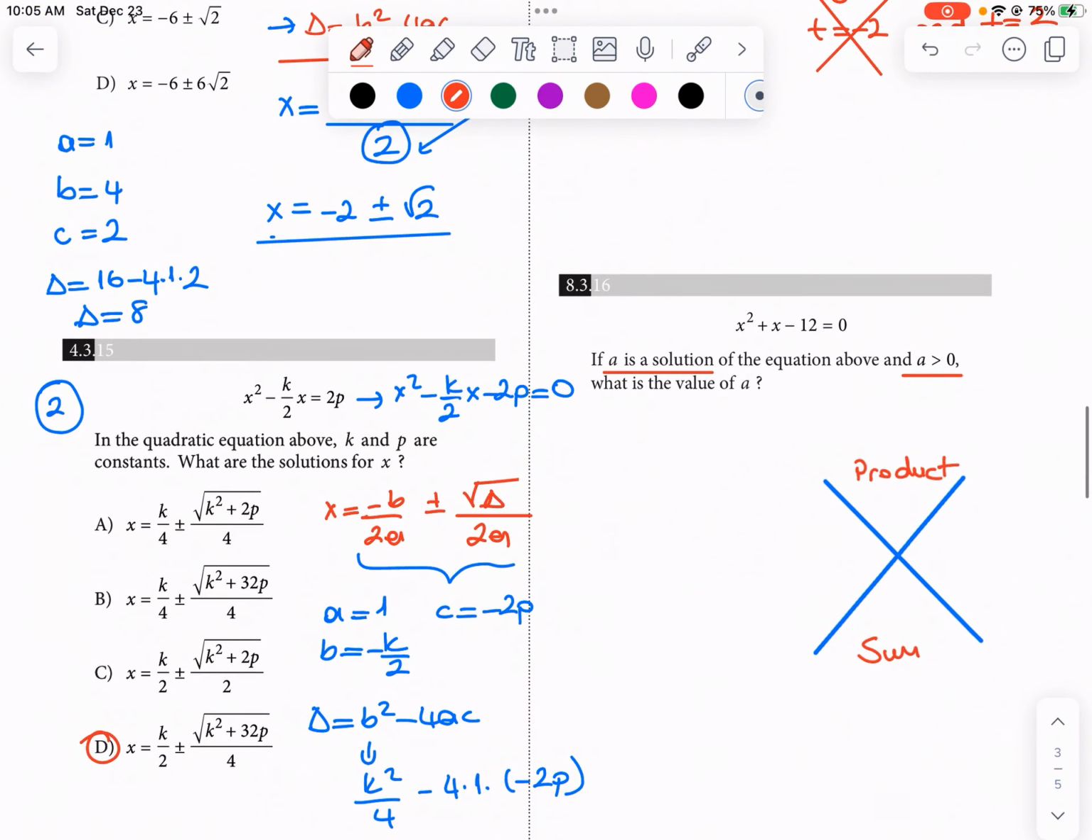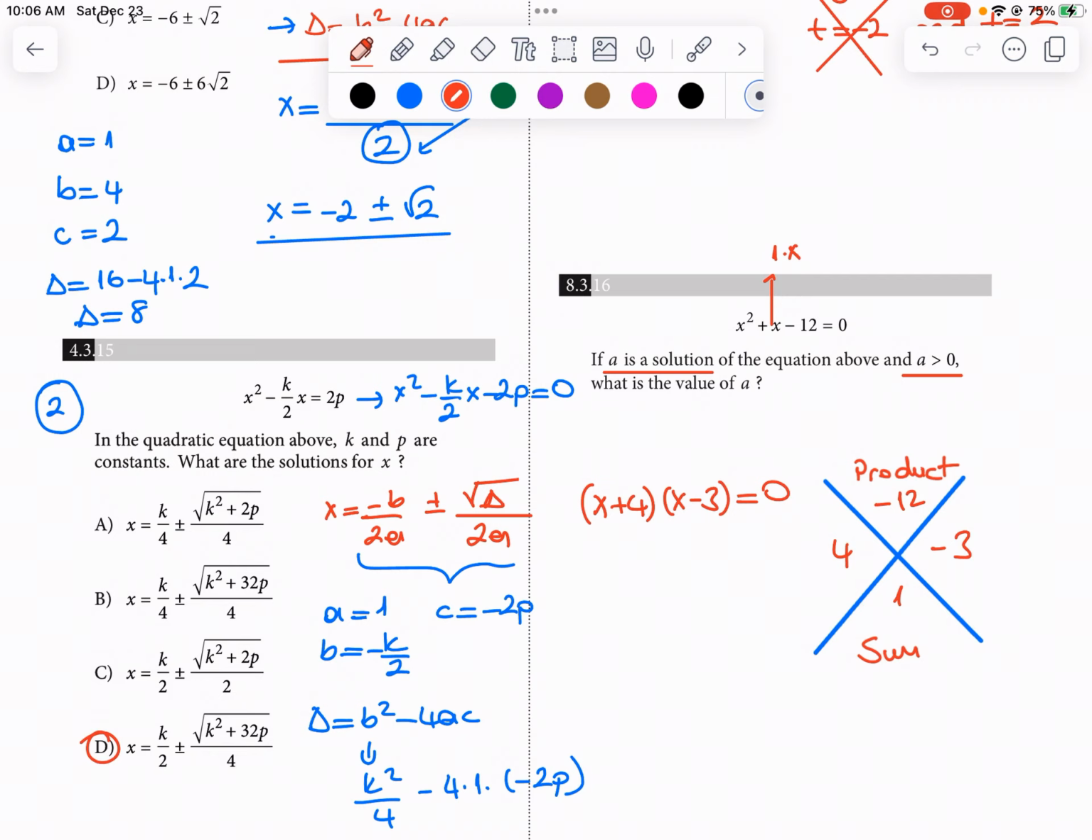Question 4. For this question, a is one of the solutions of this equation, and a is greater than 0. What is the value of a? We factorize it. So we find two numbers whose product is going to be negative 12, and the sum of these two numbers is going to be 1. So factors of negative 12 that add up to 1. Those numbers are going to be negative 3 and 4. And we can factorize it: x plus 4 times x minus 3 is equal to 0.